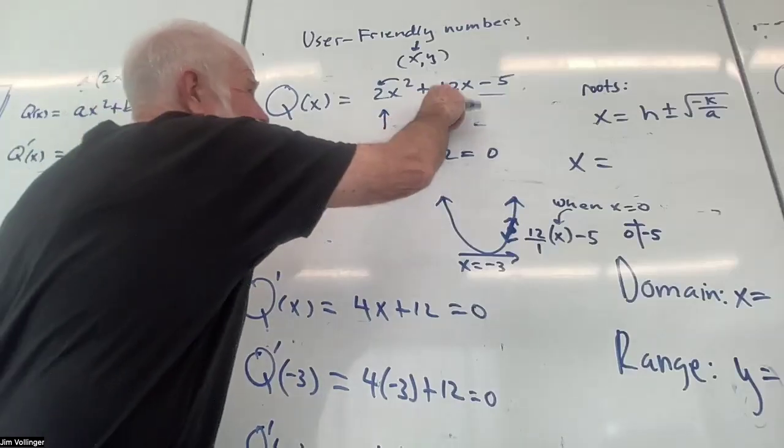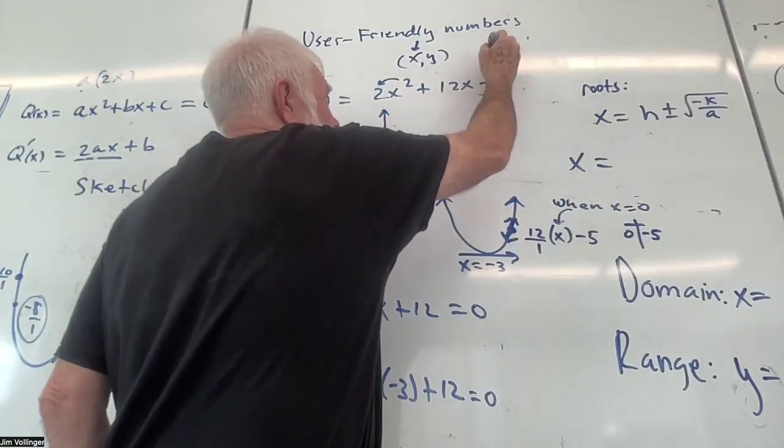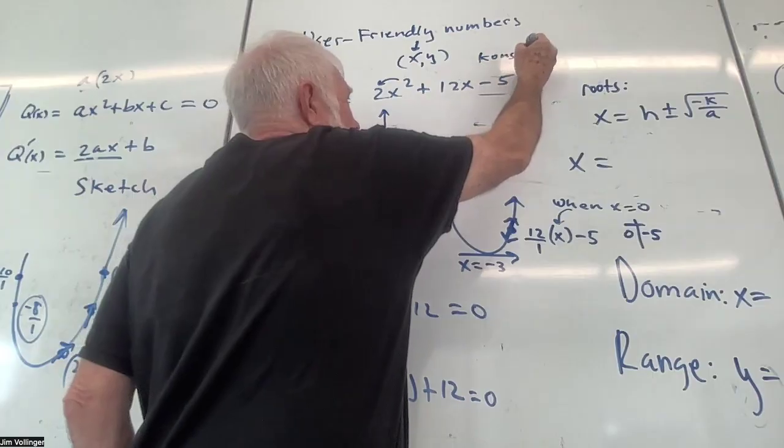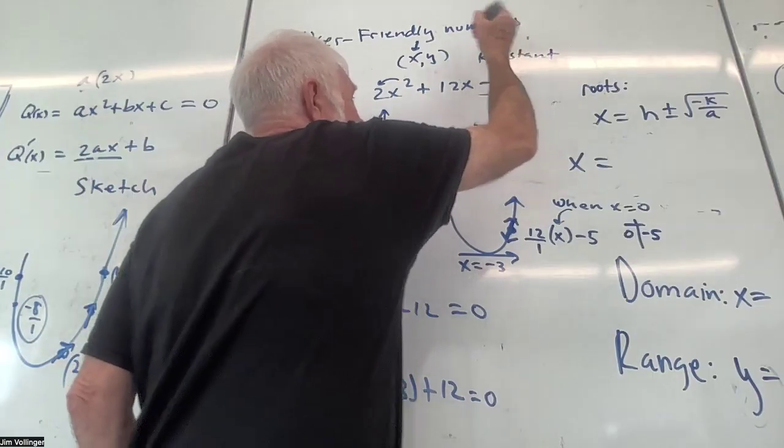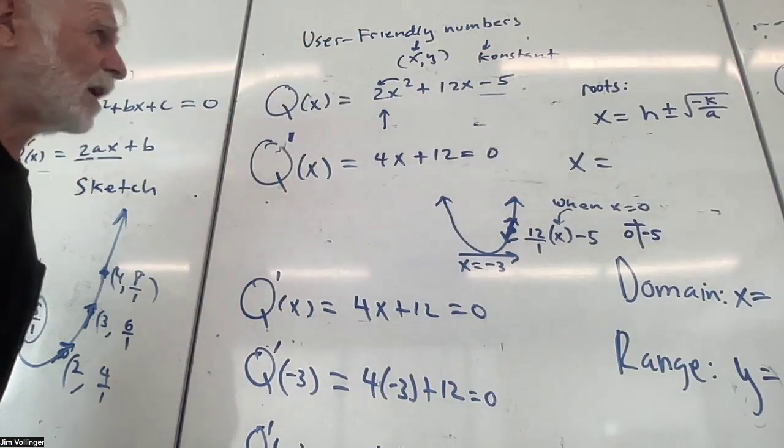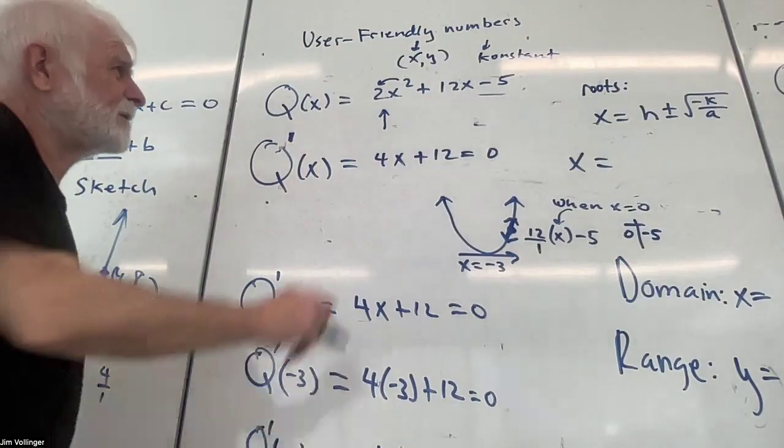And this is constant change. We've talked about how to spell constant. K-O-N-S-T-A-N-T. My grandson says I'm supposed to use a C. I tell him he doesn't know what he's talking about.